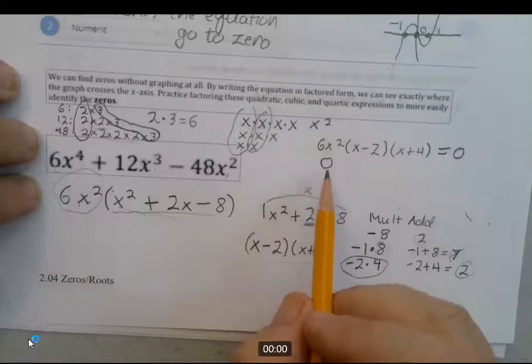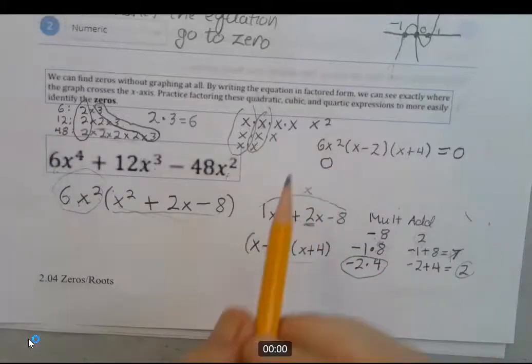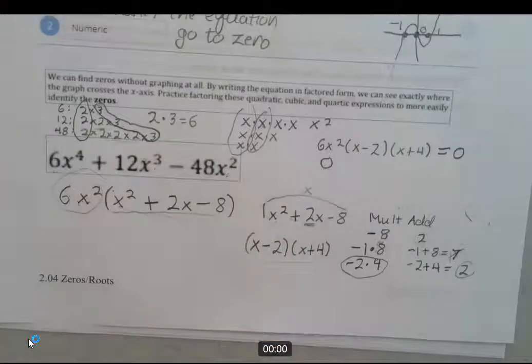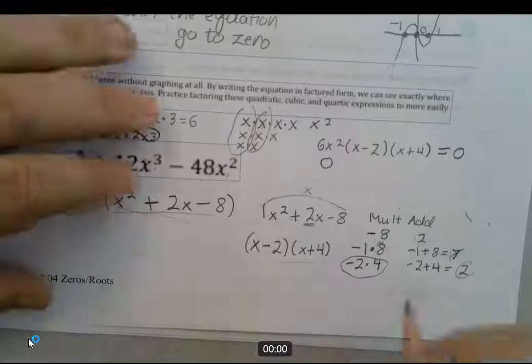But when you graph it, there's only one 0, even though you could technically say there's two zeros there. But we're going to just call it 1, 0. That's the way it's going to graph.